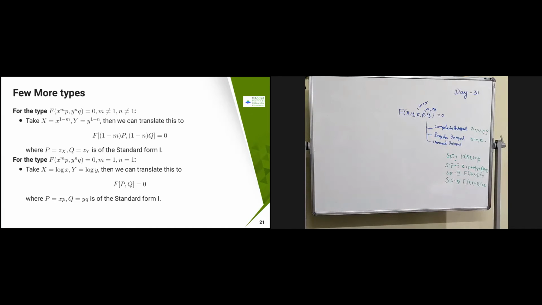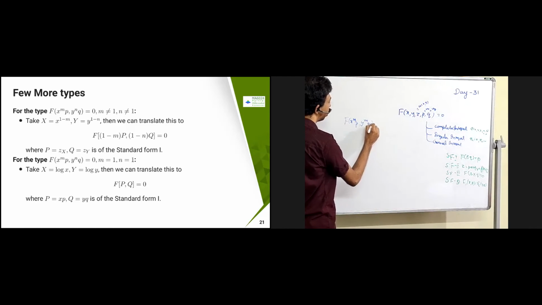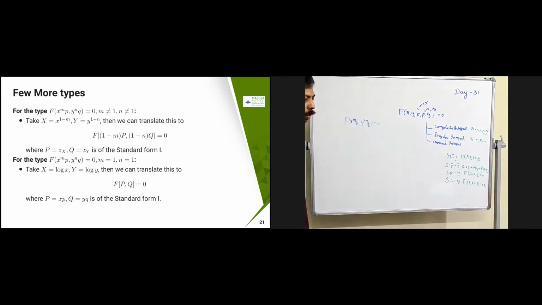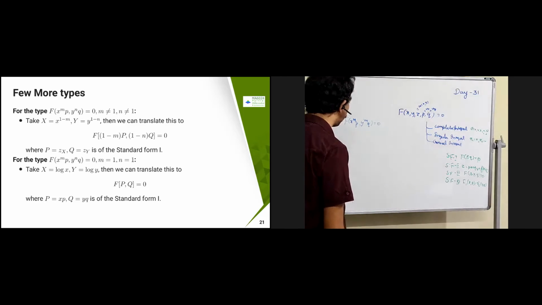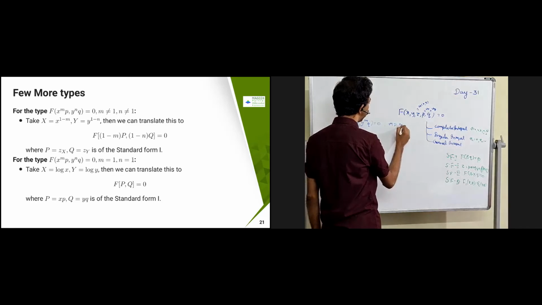You solve it over here, obtain the solution, and then you just put the inverse transformation of whatever you did for the original problem, and that is what you are going to get as the answer. For example, this problem: f of x^m p, y^n q equal to 0. For this problem, let's first assume m not equal to 1 and n not equal to 1.